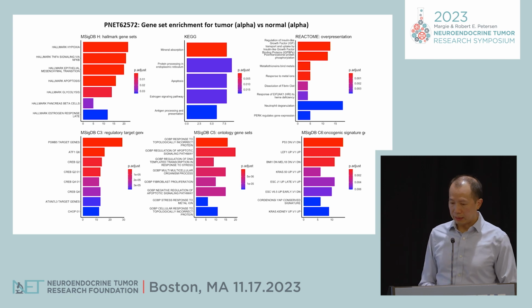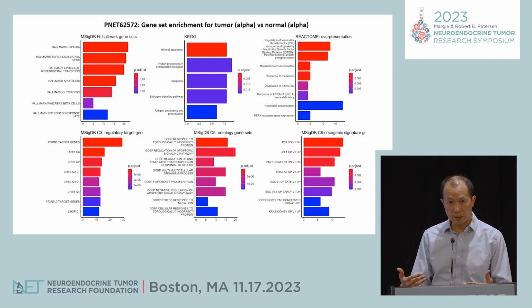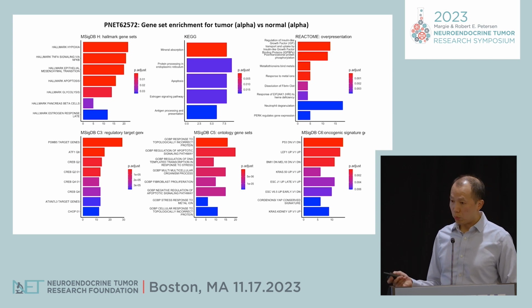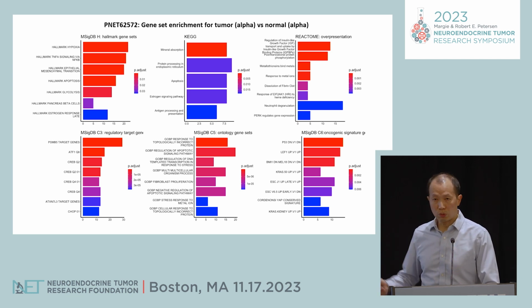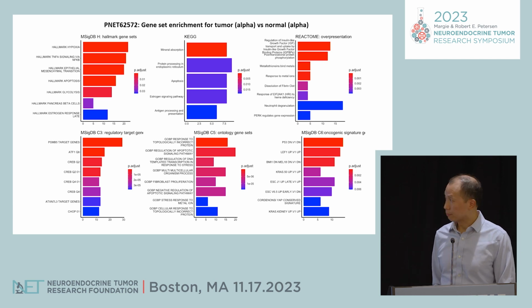Now, this is the analysis that I described where we take the tumor cells that in this case look alpha-like, and we compare them to normal alpha cells. As you can see, we looked at pathway enrichment analysis, and among the top hits, I just want to highlight that there is a signature for hypoxia. That's one of the top hits in these tumor cells. And also from the Reactome database, we see that another top hit is regulation of insulin-like growth factors, right? Which is consistent with what we have found from the cell-cell communication.